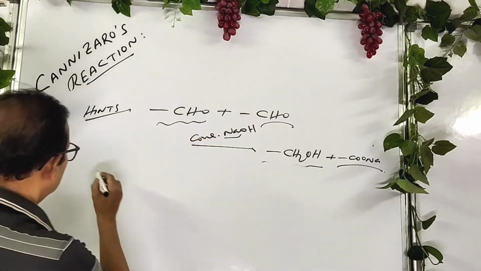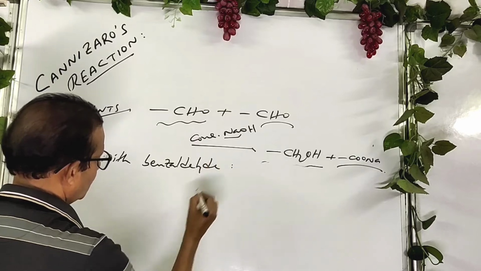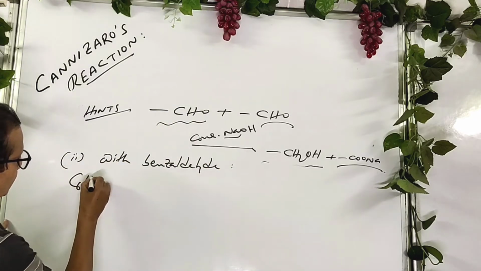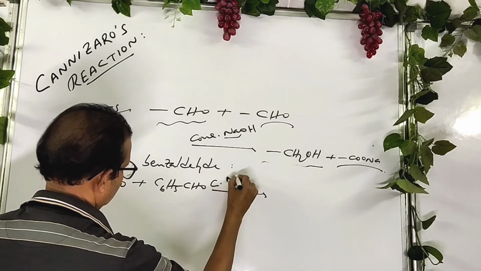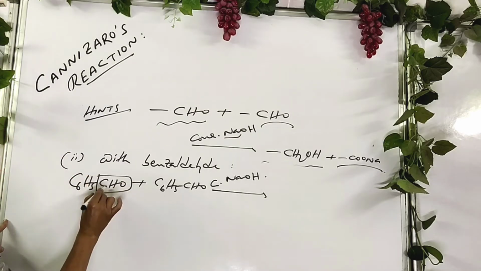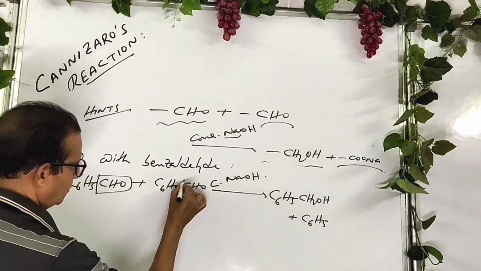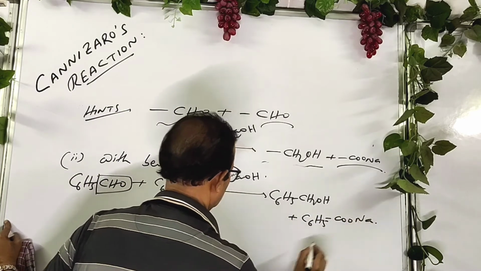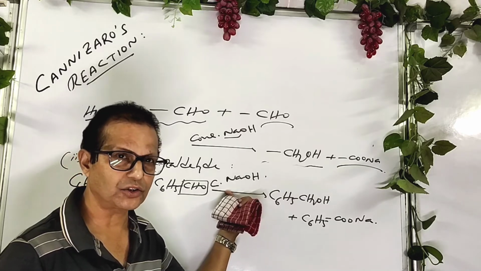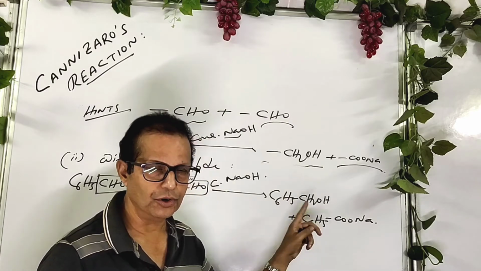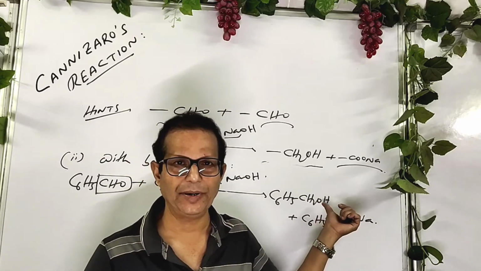Example second. With benzaldehyde. Two molecules of benzaldehyde react in presence of concentrated sodium hydroxide. You can use potassium hydroxide also. This is benzene having CH2. If benzene contains CH2 on the head, that's called benzyl. Compound containing OH group is called alcohol. So it is benzyl alcohol.